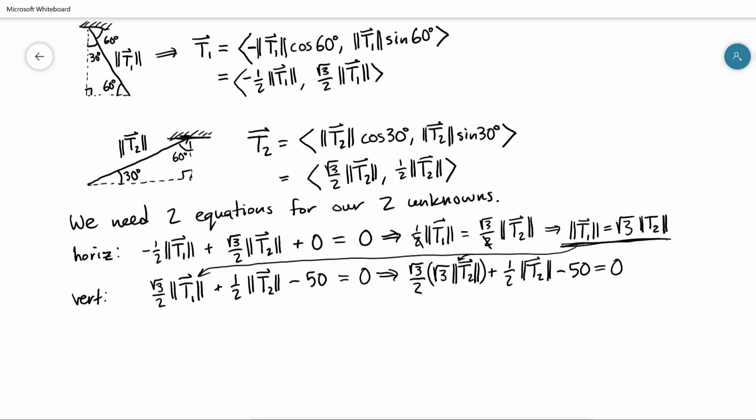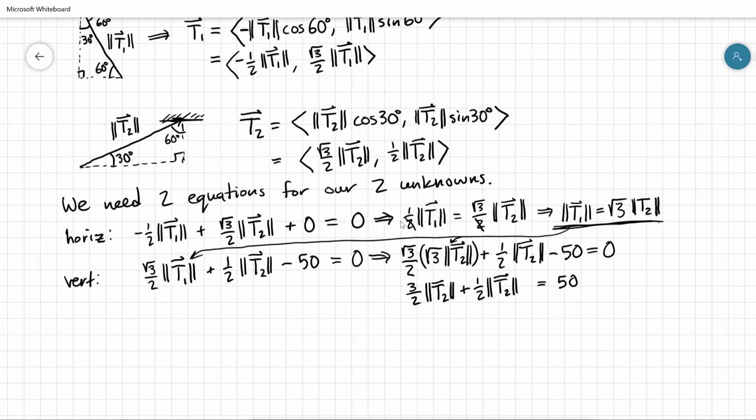And so I can move that 50 to the other side and combine these two terms into one. This √3 times √3 will be 3, so I will have 3/2 of the absolute value of t2 plus 1/2 of the absolute value of t2. By absolute value, I mean magnitude. I know I've said that word. I use them interchangeably. It's kind of the same idea.